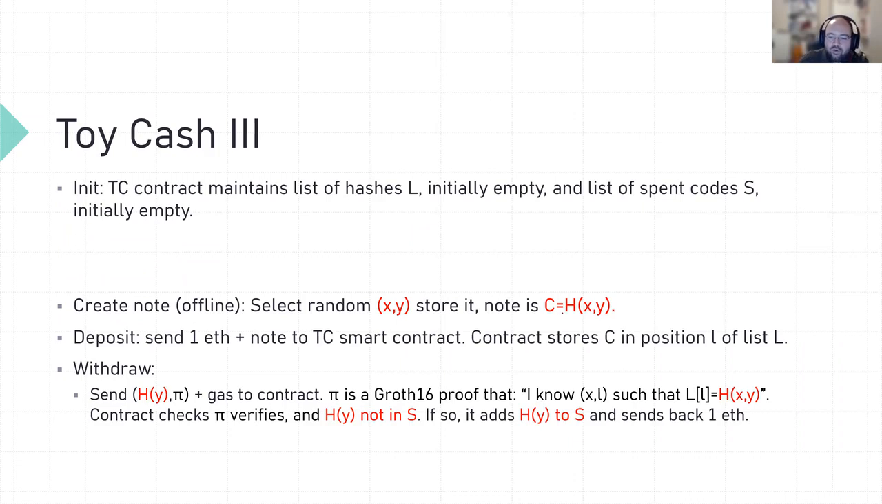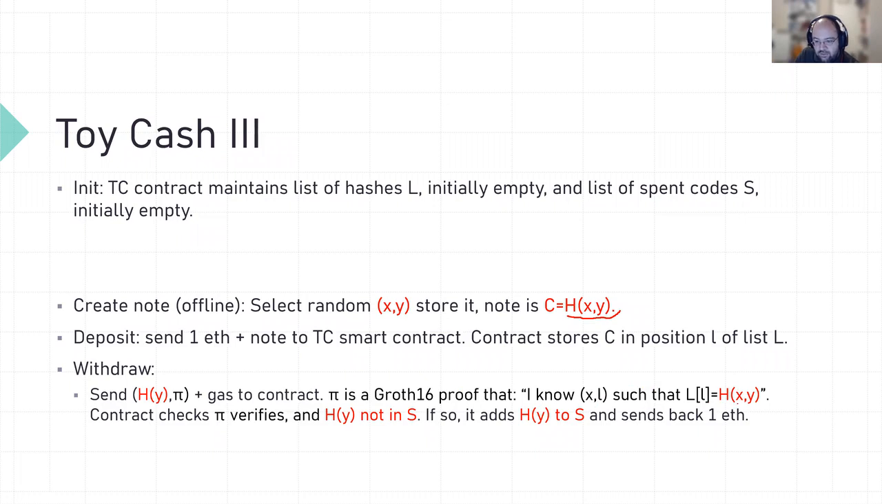So now we're going to hash not one value x, we're going to hash two values, x and y. So we're going to create values c such that they're hashes of random looking values x and y. And again, we deposit by sending one f and the note to the smart contract. The smart contract will store the note in some position. And then when we want to withdraw the note, we're going to send the hash of y. We're going to send this proof pi of Groth16 that we've now slightly modified.